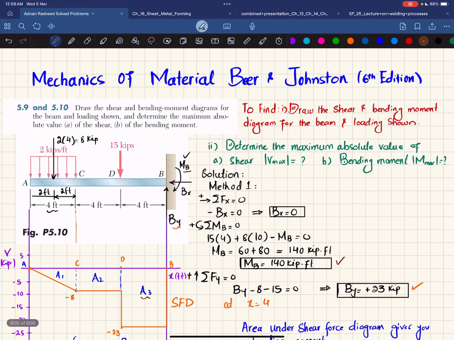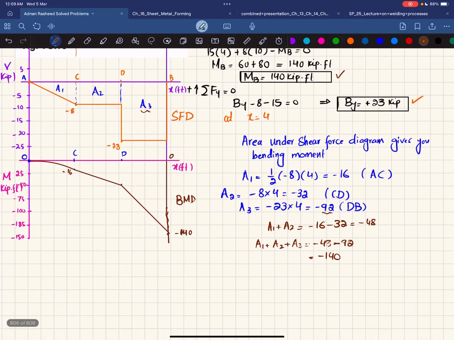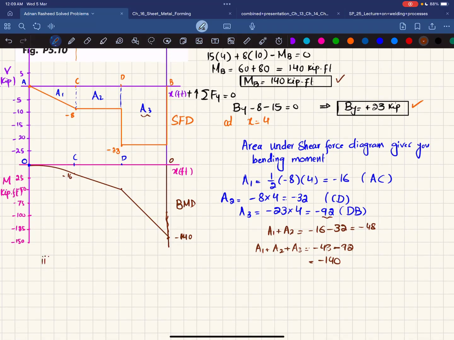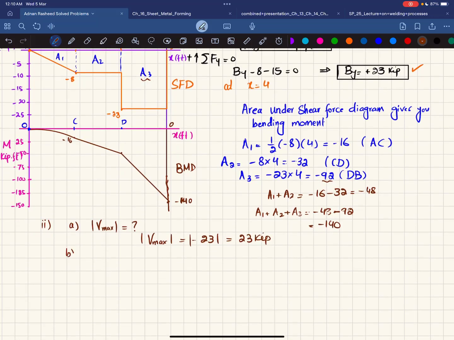So we have drawn the shear force and bending moment diagram. Now we will determine the maximum shear force and maximum bending moment. For the second part, in part A, we have to determine the absolute value of maximum shear force. You can see here the maximum shear force is 23. So I can write V max absolute value is equal to minus 23, and that will be equal to 23 kip.